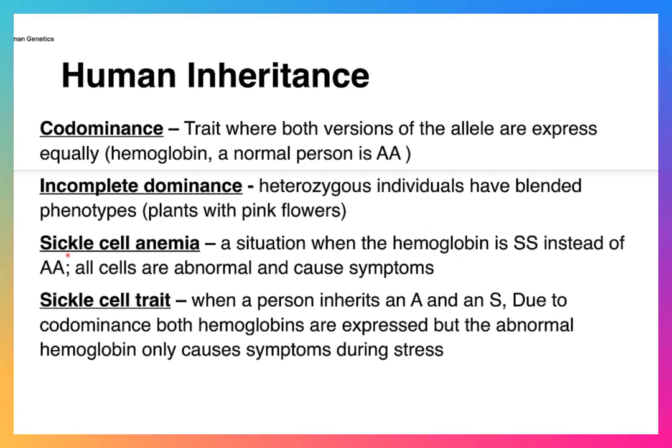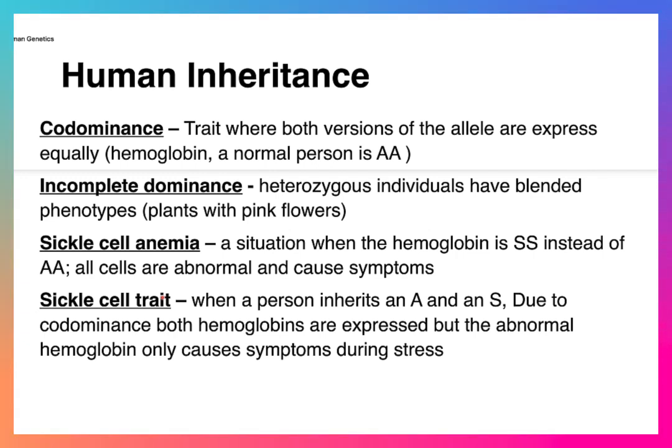Sickle cell trait individuals frequently are sensitive to high altitudes and low oxygen in the environment. And so if they go to a high altitude, they will act like they actually have the disease when they don't actually have the disease.